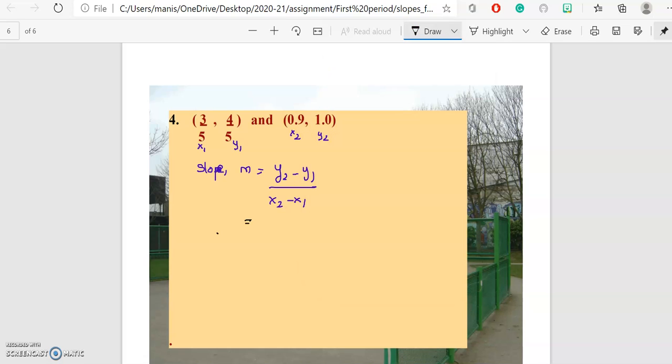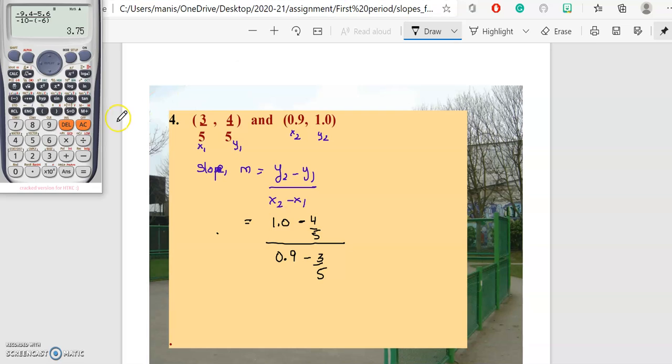So now don't be like this. These fractions or decimals are trying to scare you. No, so not okay. So let me erase this part over here. I made a mistake. Y2 minus y1 is 1.0 minus 4 over 5, divided by x2 minus x1. There you go. Now what I can do is, I can change this to decimal, and then type it in my calculator, or I can just type it just like this. So I will just type it just like this. Okay, so this is my fraction over here.